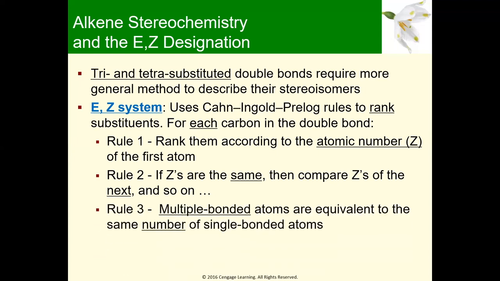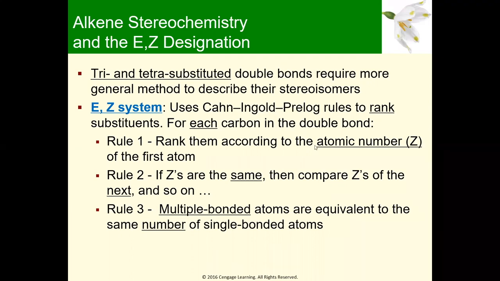And then there's that situation many times where you have something with a multiple bond, double bond, triple bond, whatever. Remember that if you have a double bond, the multiple bonded atoms are equivalent to the same number of single bonded atoms. If you don't remember what that means, let me draw an example. If you have something like a carbon double bonded to an oxygen, a carbonyl group, that's the same thing as a carbon with 2 oxygens. It's the same thing as that for deciding which one is higher priority. So those are the rules for applying the EZ designation.